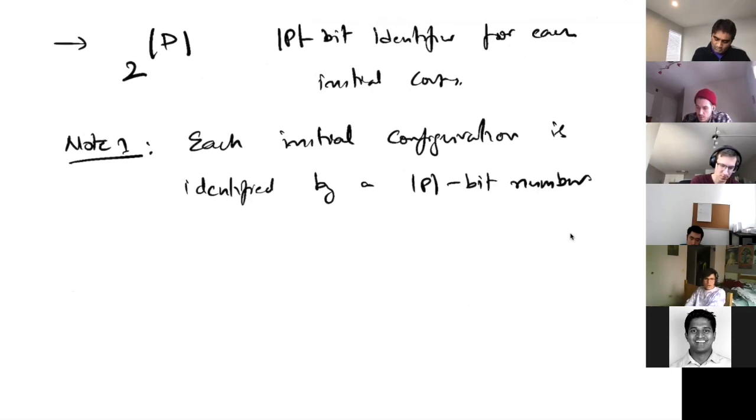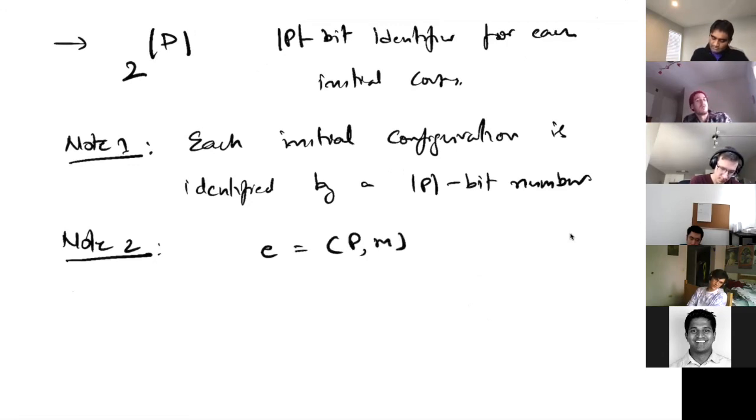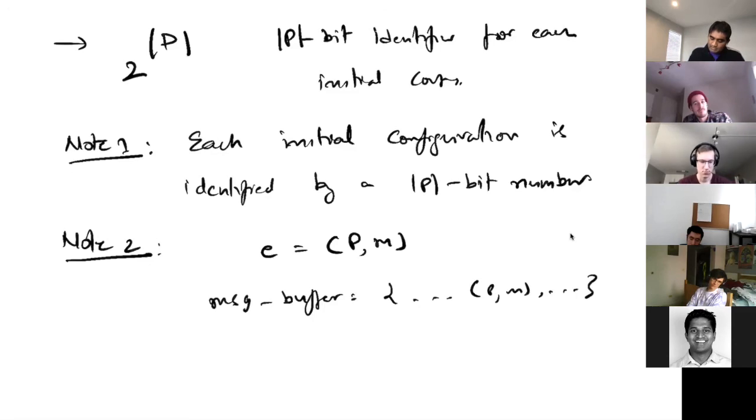Okay, this is note 1. Let's make another observation, note 2. Let's say there is an event E, which is PM, right? So this is process P consuming a message M, which means that the message buffer has PM in it along with other things, and the event says that PM can be dequeued.